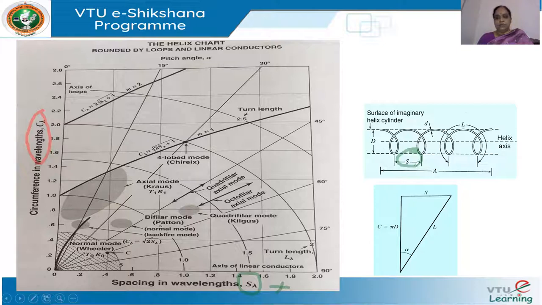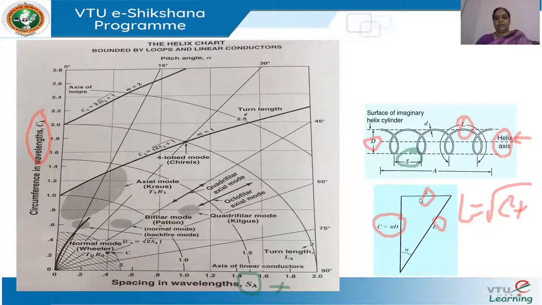So how do you get the circumference C? C is equal to pi D, pi into capital D, where D is the diameter. So when I look from this side, it's a cylinder and I get a circle here. The diameter of the circle is D. So the circumference of the circle is C is equal to pi D. And this is the length of one turn. This L can be represented in terms of C and S. So from the triangle, L is equal to square root of C square plus S square.